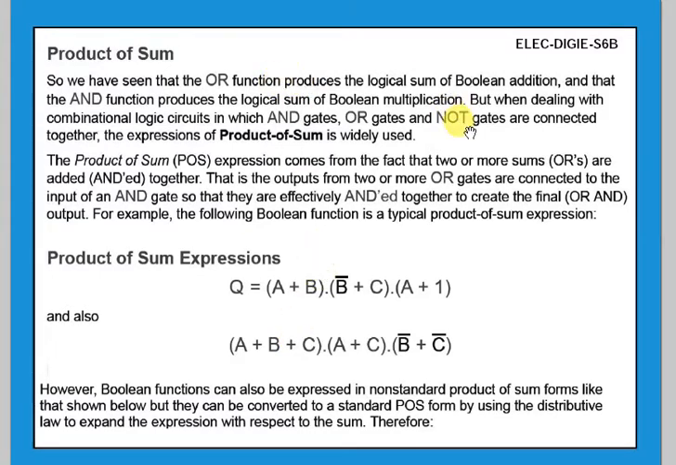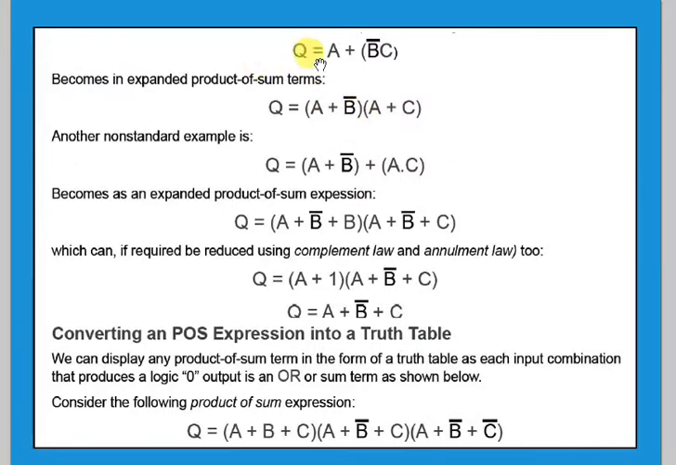So let's move on to the next slide. Now here we can have Q is equal to (A plus B complement) C. In the expanded form, the product of sum, we can also write (A plus B complement) into (A plus C complement). Another non-standard example is Q is equal to (A plus B complement) plus (A plus C). These are all examples we are giving.